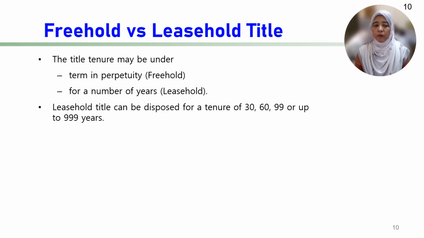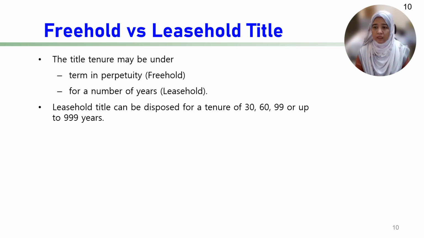Okay, now for leasehold title, leasehold title can be disposed for a tenure of either 30 years, 60 years, 99 years, or up to 999 years. Normally in Malaysia, there's 4 terms lah. 4 jenis tahun, 4 jenis pegangan for leasehold, which is 30 years, 60 years, 99 years, or up to 999 years. Now the logic behind 30 years is 30 years is 1 generation.